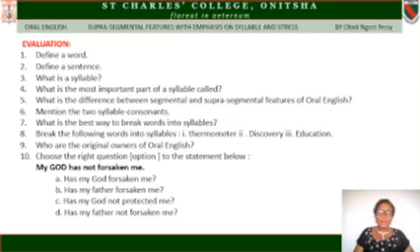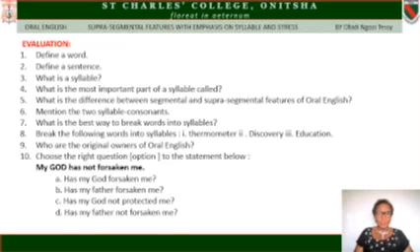1, define a word. 2, define a sentence. 3, what is a syllable? 4, what is the most important part of a syllable called? 5, what is the difference between segmental and suprasegmental features of oral English? 6, mention the 2-syllable consonants. 7, what is the best way to break words into syllables? 8, break the following words into syllables: thermometer, discovery, education. 9, who are the original owners of oral English?